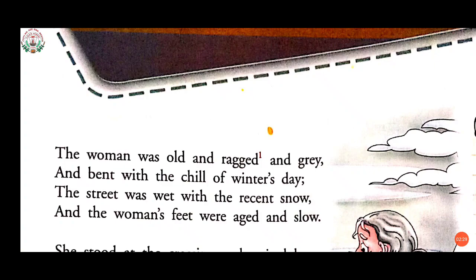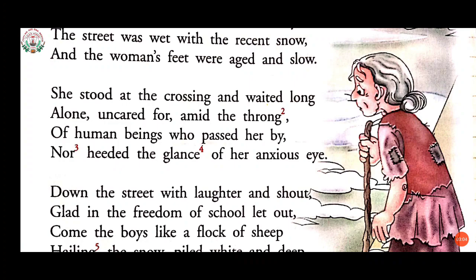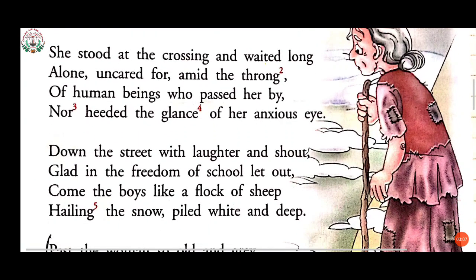Here, first I will tell you the meaning of difficult words. In the first two lines, ragged means torn clothes. Here the meaning of grey is aged. Bent means sharply curved. Chill means extremely cold. Okay. Now the poem starts with a woman who had worn torn clothes and she was old and aged. You can see over here that she is wearing torn clothes.